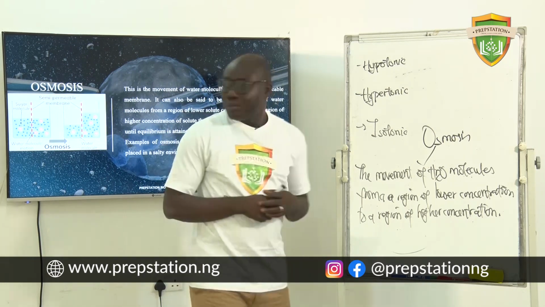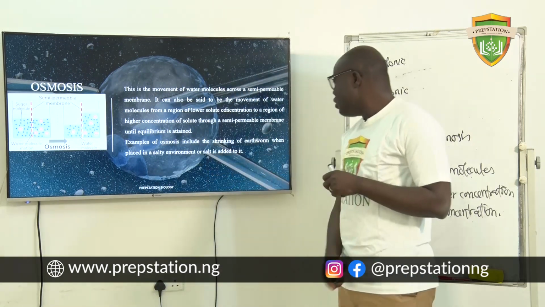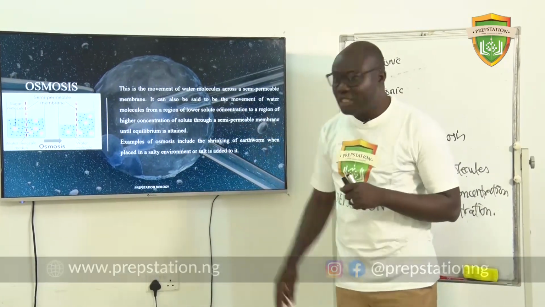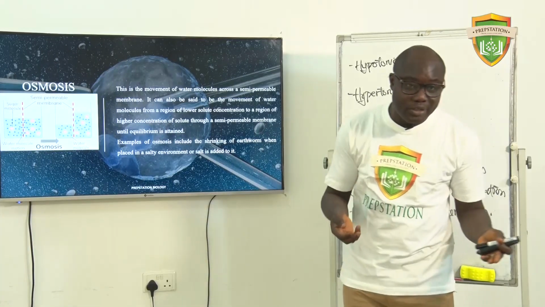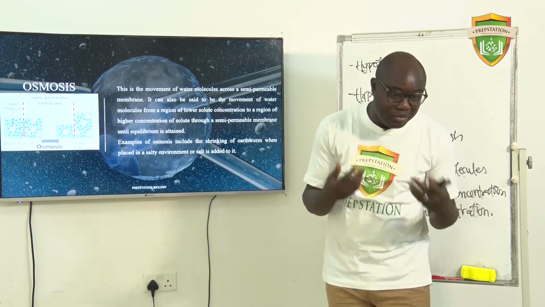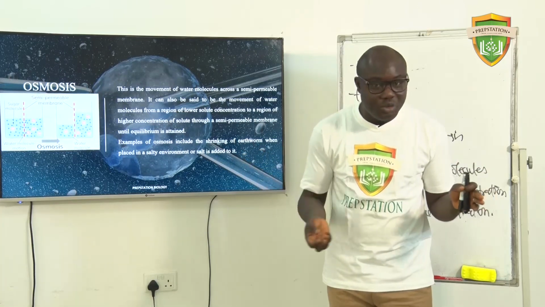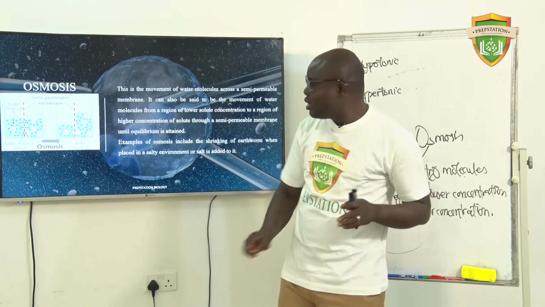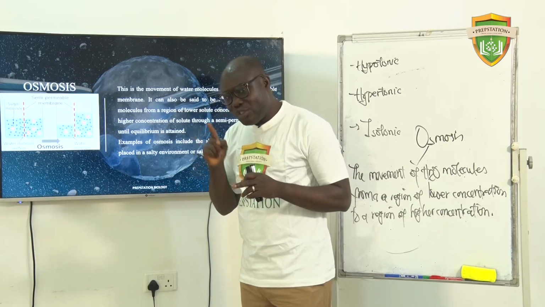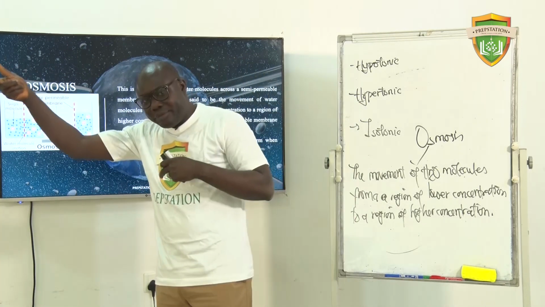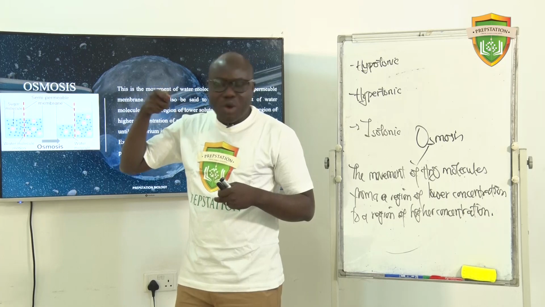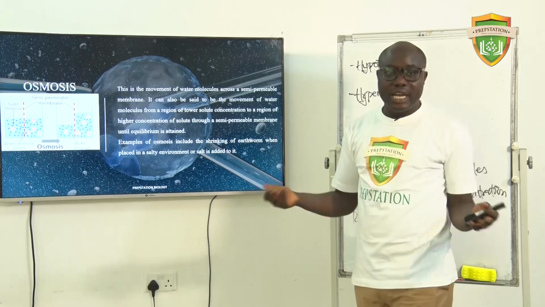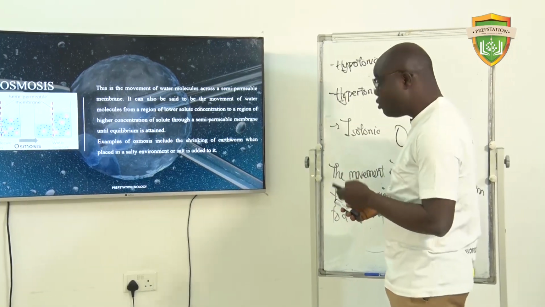Okay, so let's move on. Now, I said examples of osmosis include the shrinking of earthworm when placed in a salty environment or when salt is added to it. I'm sure some of us would have done that before, right? Some people maybe out of wickedness, I don't know. You see earthworm going on its own and you add salt to it. Now, the salt will definitely absorb the water from the earthworm. It will absorb all the water from the earthworm, and what will happen to the poor earthworm? It shrinks and dies.